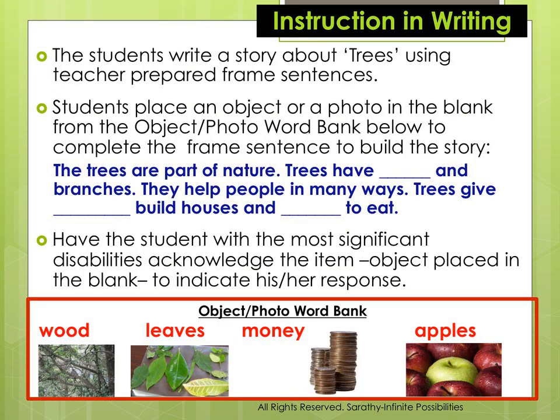And this is instruction in writing, and the students write a story about trees, let's say, and the students place an object or a photo in the bank that you are giving them, a word bank that you see there, and the students complete that story. And maybe for a student with the most significant disability, severe disability, maybe the object bank instead of the pictures. And then the student eye gazes it or touches it or waves it so that the student indicates his response, and then maybe somebody else helps the student to place the object in that blank.